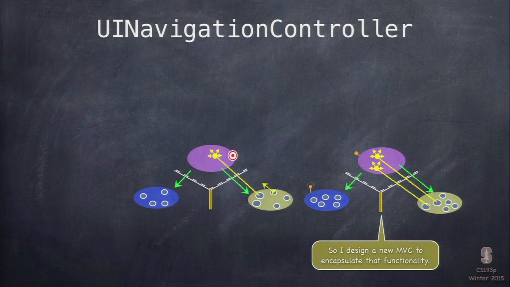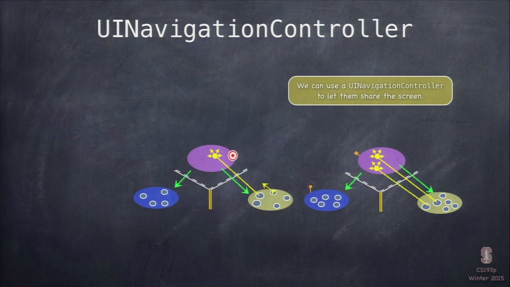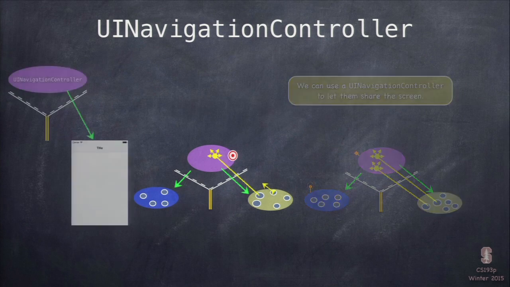And so now I need a way to have those 2 MVCs share the screen, and I could use a split view controller or maybe a tab bar controller if they were peers, or I could use a navigation controller. So let's see what it would look like to use a navigation controller to have these 2 MVCs, which are related, share the screen.